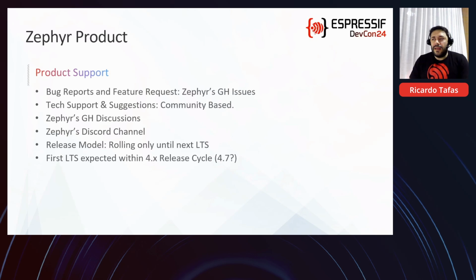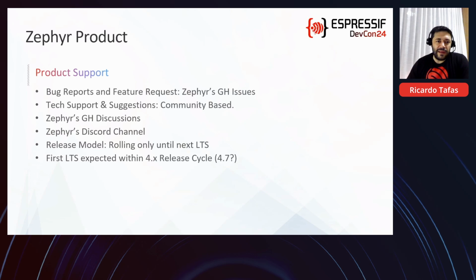And finally, we also consider that product support is really important. So bug reports and feature requests, we're listening to GitHub issues on the Zephyr account, on the Zephyr underline RTOS. We base our technical support and suggestions on the community outlets. So there's GitHub discussions, there's also Discord channel, we've been listening to them.